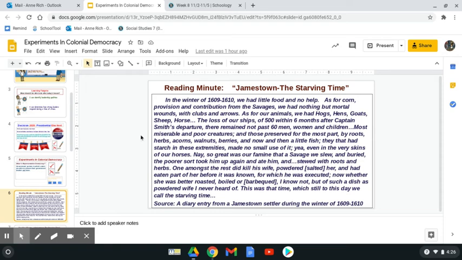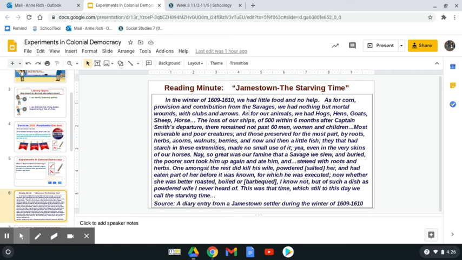In the winter of 1609 and 1610, we had little food and no help. As for corn, provision, and contribution from the savages, we had nothing but mortal wounds with clubs and arrows.